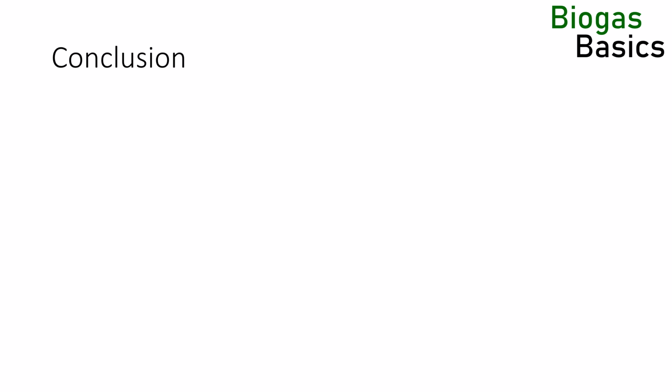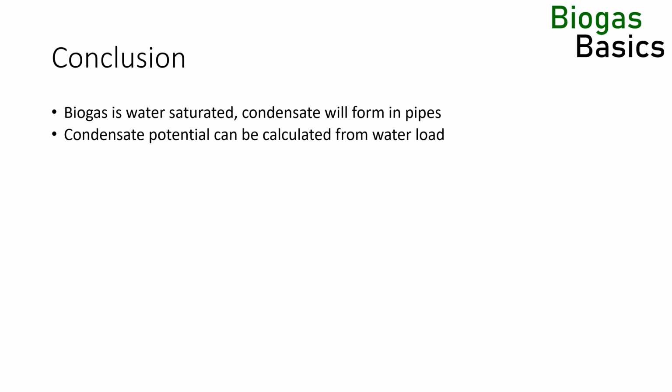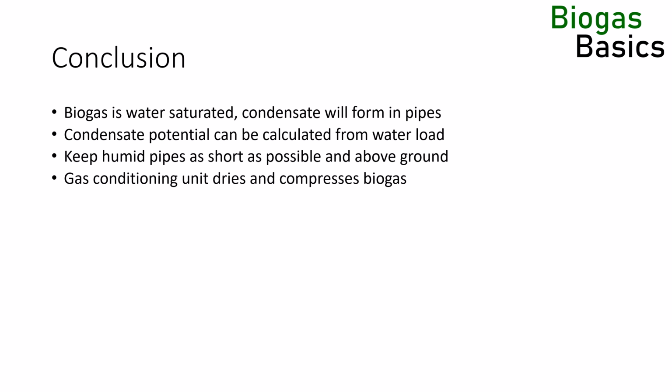Let's summarize. Biogas is water vapor saturated, and condensate will drop out in gas pipes as the gas cools. The maximal condensate production can be calculated from the water load of the gas. Generally, try to keep humid gas lines as short as possible and above ground. Do not bury them. The gas conditioning unit dries and compresses the biogas. The order of the drying and compression steps is important. The order can be compression then cooling, or cooling then compression. Both arrangements can be relevant.